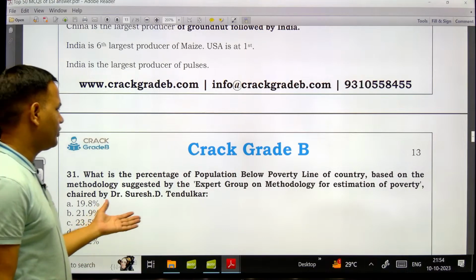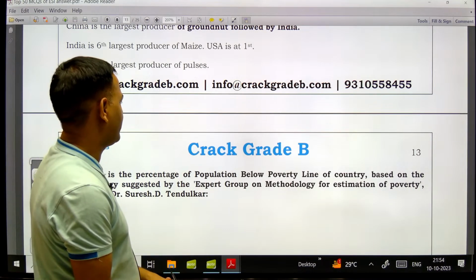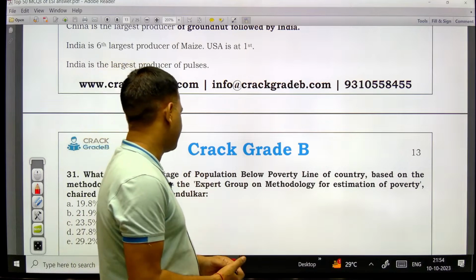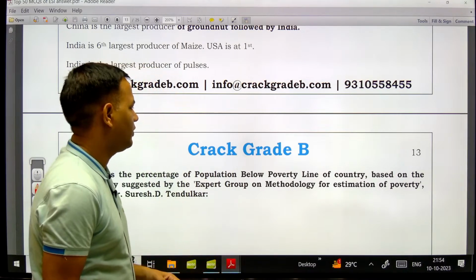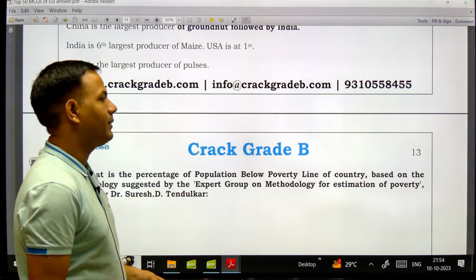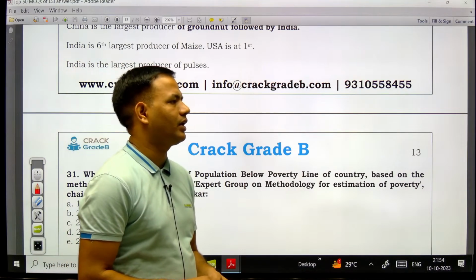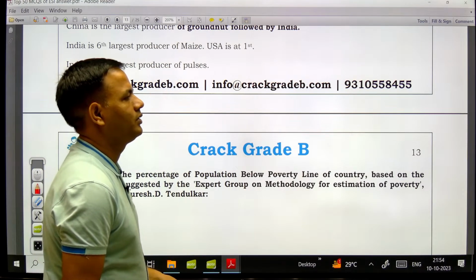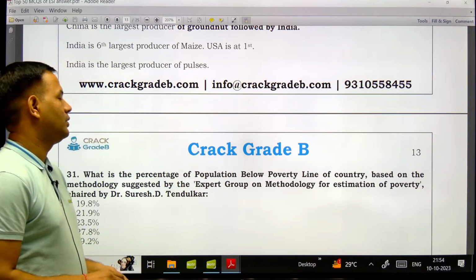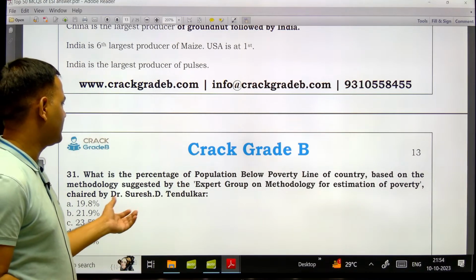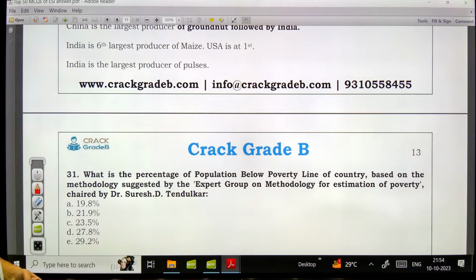What is the percentage of population below the poverty line of the country based on the methodology suggested by the Expert Group on Methodology of Estimation of Poverty chaired by Dr. Suresh D. Tendulkar? Yes, tell. What is the percentage population below the poverty line?